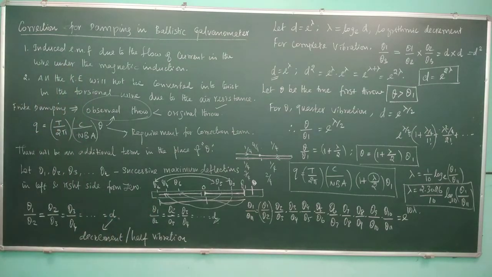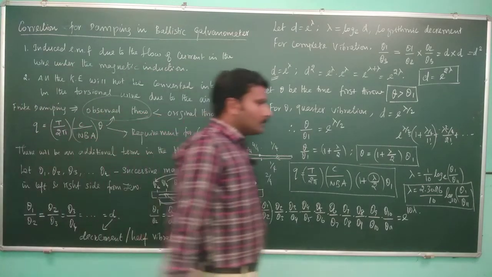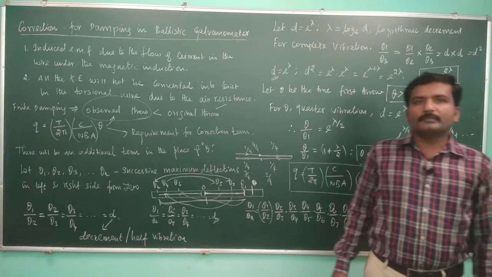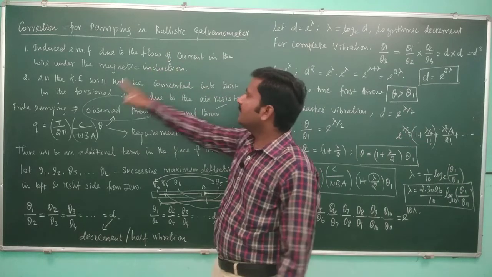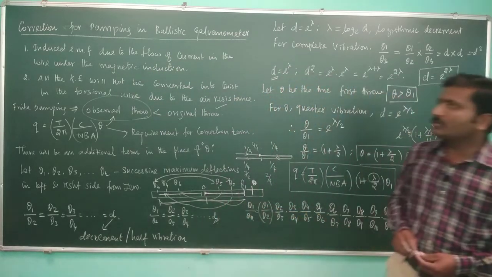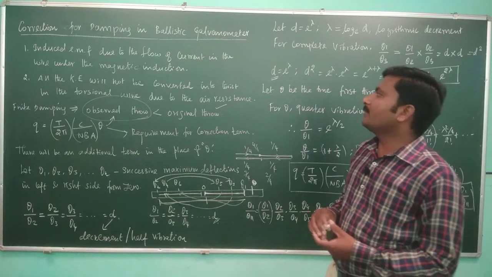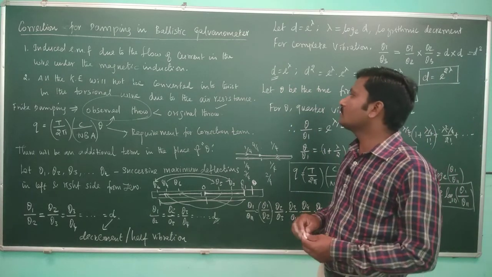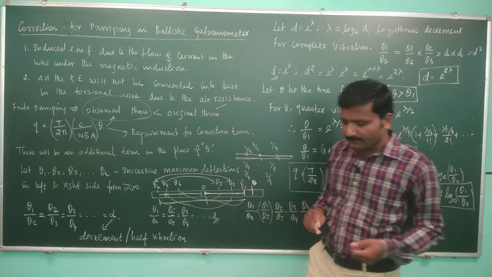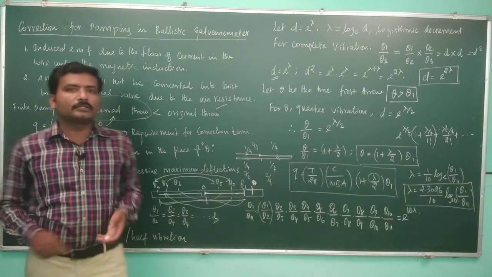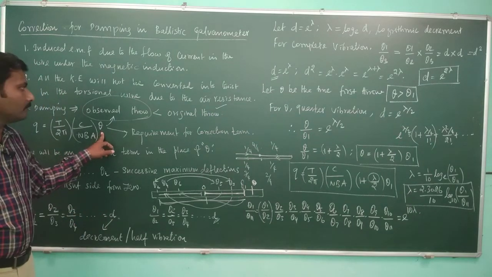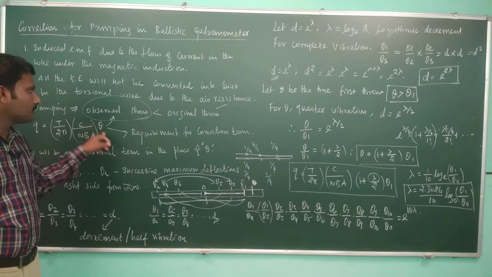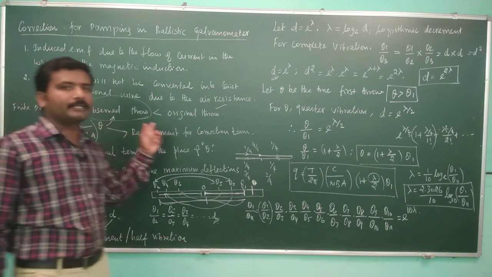So let me recollect what we have done once again. Actually in a ballistic galvanometer, the throw which we are obtaining is not a true throw, because of the induced EMF, due to the flow of current in the wire under the magnetic induction, and because not all the kinetic energy will be converted into twist in the torsional wire due to the air resistance. These are the two factors which will not allow the original throw in the ballistic galvanometer, so the throw that we have obtained in this equation is not the original throw. The original throw is a little bit greater than this observed throw. So we need to create a correction factor.